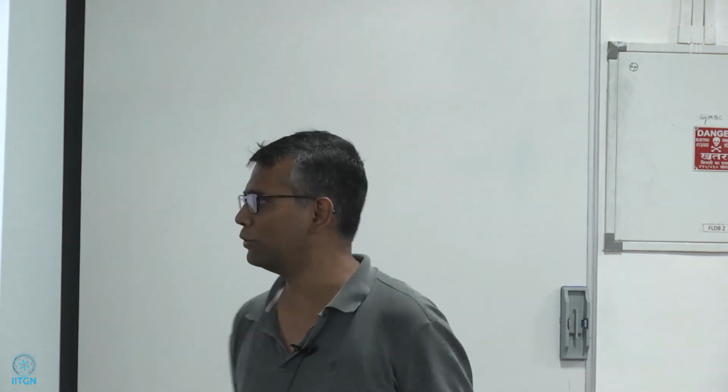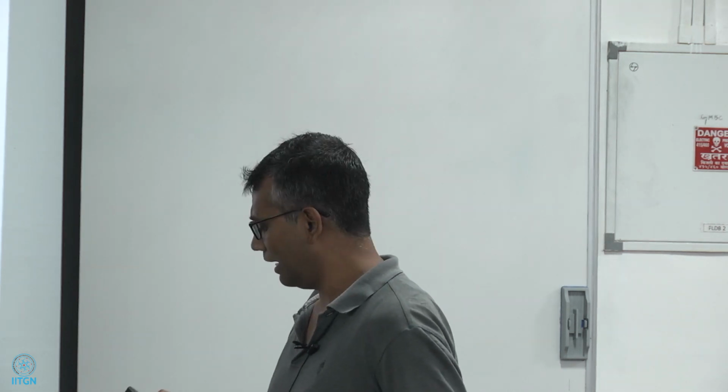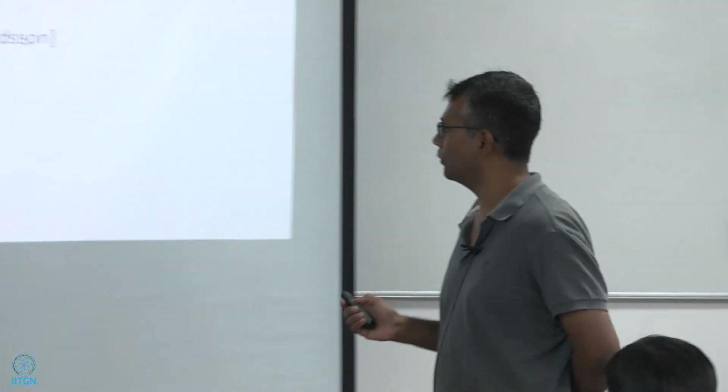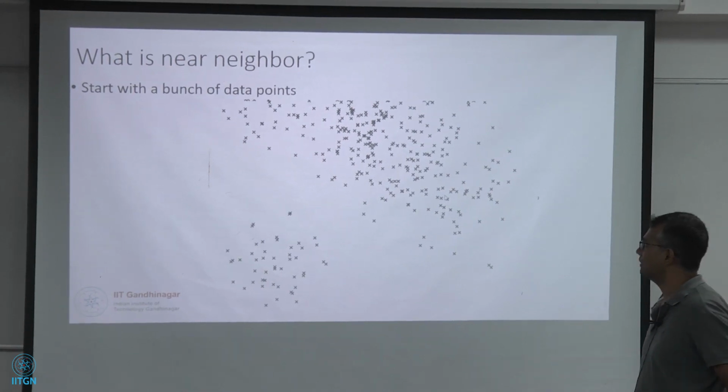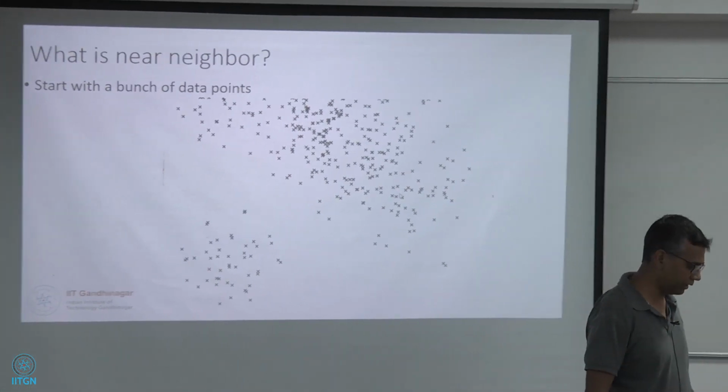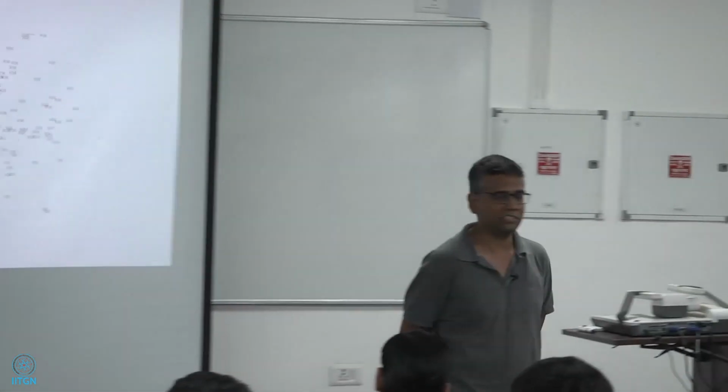I think he is currently CTO of Spotify, which is a music streaming company, and we'll see how he comes into the picture. So nearest neighbors. Without much ado, what is nearest neighbors? Here's a simple definition. You start with a bunch of points. I don't care what the points are. They are points in some space.